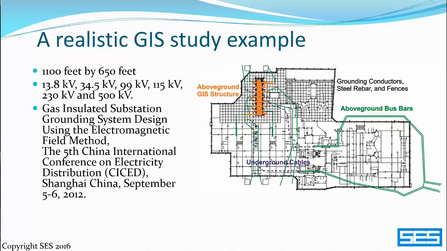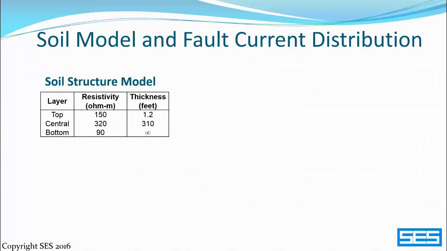If you want to read more about this case, it was actually published in 2012 at the 5th China International Conference on Electricity Distribution. The title of the paper was Gas Insulated Substation Grounding System Design Using the Electromagnetic Field Method. As we discussed in the workflow portion of the presentation, we first need a reliable soil model.